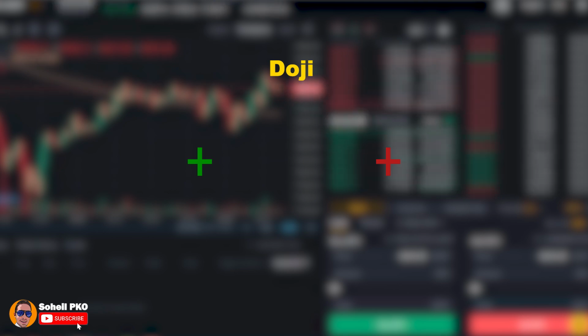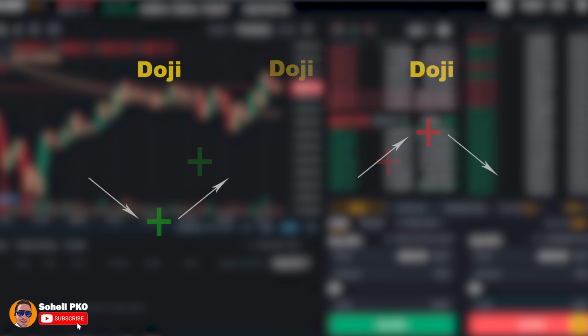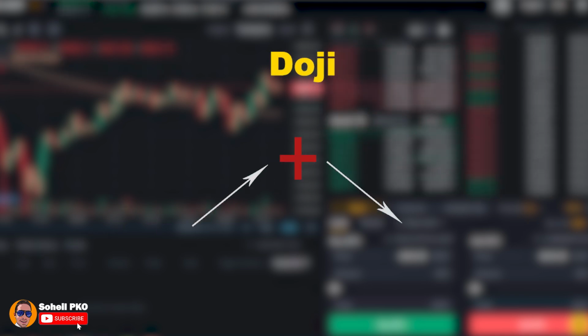A doji candle is neutral and they don't mean anything but indecision, and the interpretation depends on where it forms or what the previous candle is. For example, a doji that forms in the top following an advancing of the price or near a resistance level, it shows that buyers are weakening and a change in the direction of the price may happen.